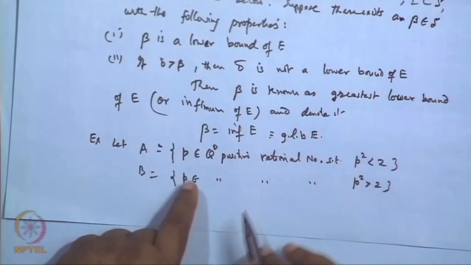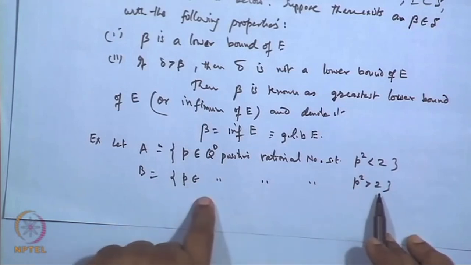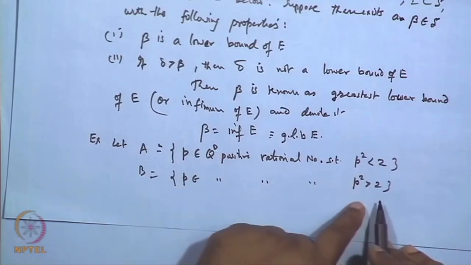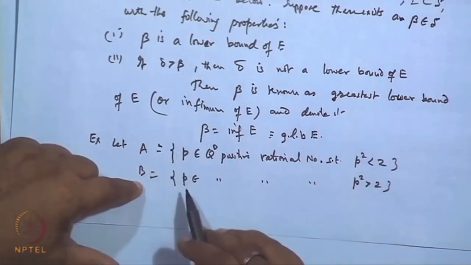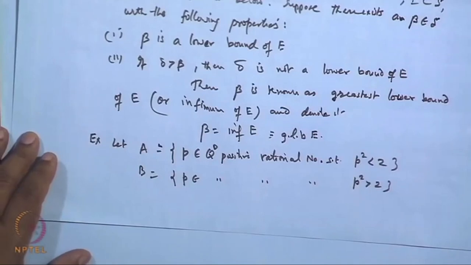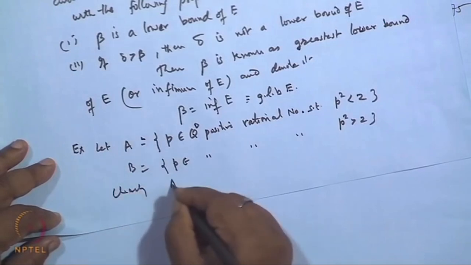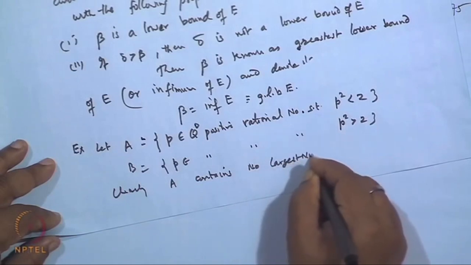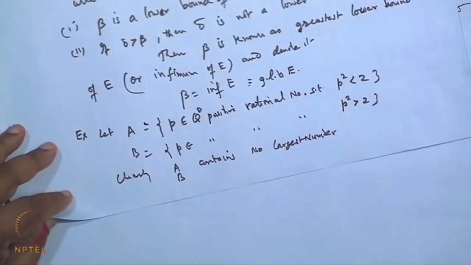Similarly, for B, all the elements of B satisfy this condition, so it has a lower bound, and all the elements of A behave as a lower bound of this, plus all rational numbers which are negative or 0 will behave as a lower bound for this. But neither A nor B has a least upper bound or a greatest lower bound. So this will show that A contains no largest number, while B contains no smallest number.